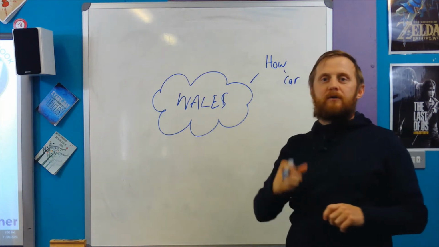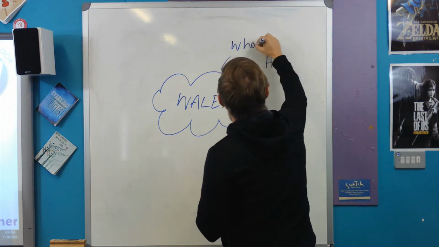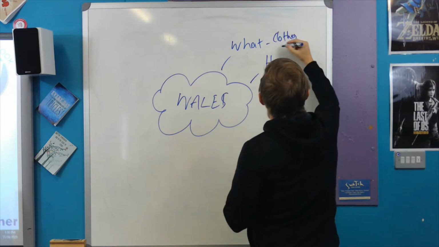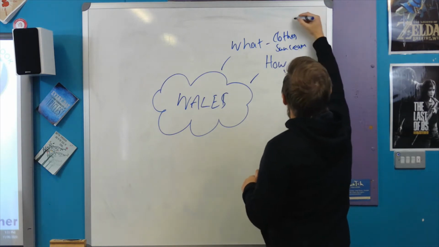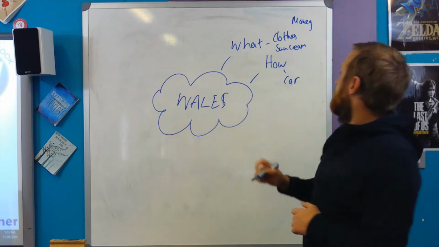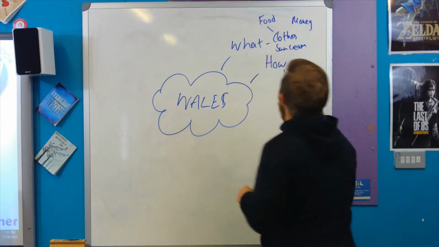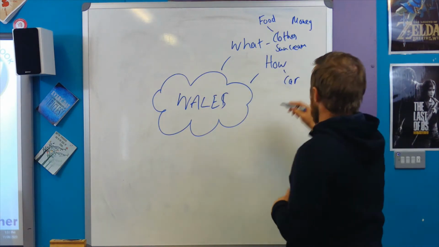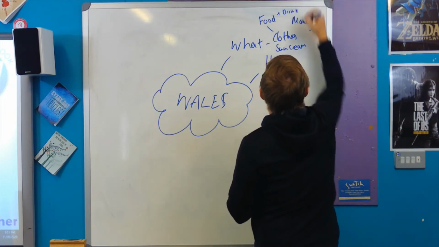Okay, what else do we need to know? What do you need to take? Well, go on then. Okay, so we've got clothes. Sun cream in Wales. Okay, yeah. What else? Money. What else? Food. Go on, keep chucking stuff at me. Any more? Drinks. Food and drink, maybe. I think we can fill this in 5 minutes. Keep going.